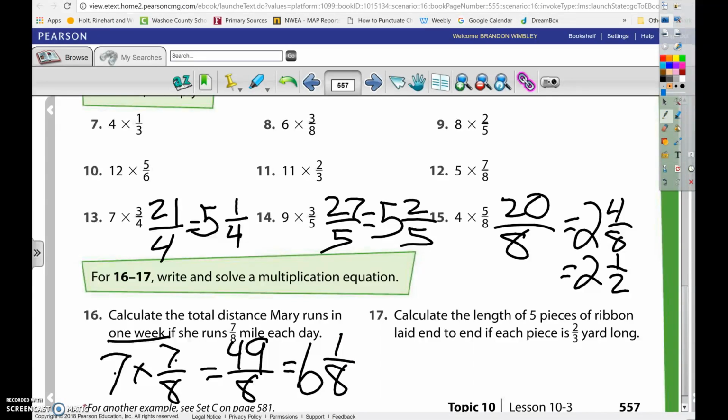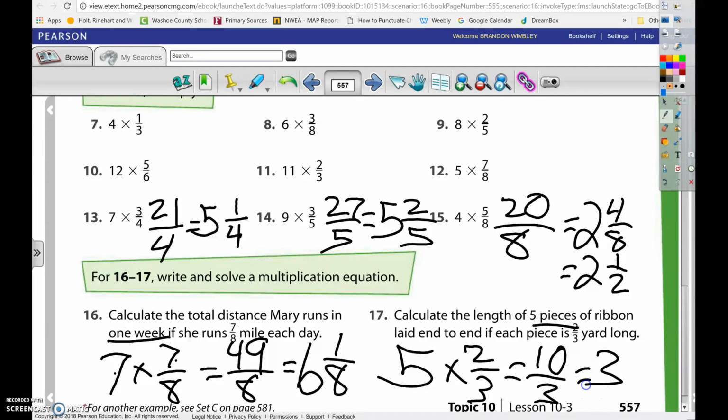Okay, calculate the length of 5 pieces of ribbon laid end to end if each piece is 2/3 of a yard long. So I have 5 groups, being 5 pieces, and each group is 2/3. So here I would have 10 thirds. 3 can go into 10 3 times with 1/3 left over. All right, good luck.